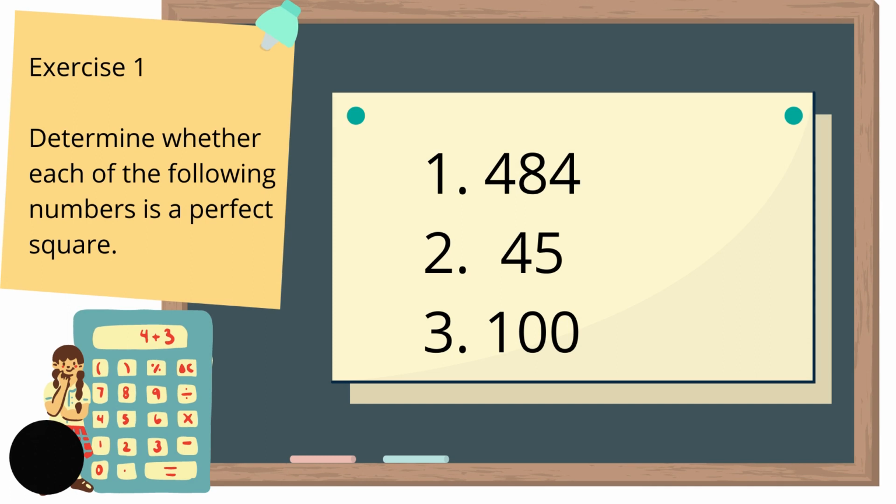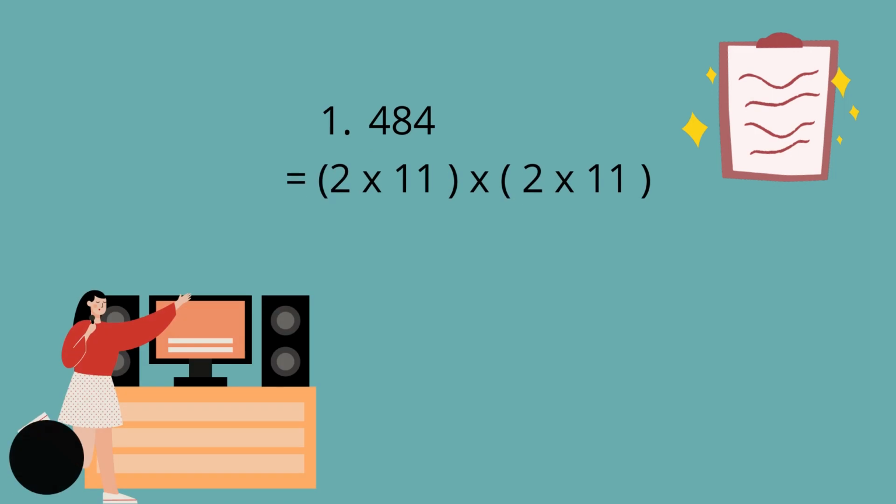Exercise 1. Determine whether each of the following numbers is a perfect square. There are 3 questions here, so let's see how to solve the first question first. 484. 484 equals 2 times 11 times 2 times 11. You can get these numbers by using the repeated division method to divide 484. Then we group them together like this, so you can get the same numbers.